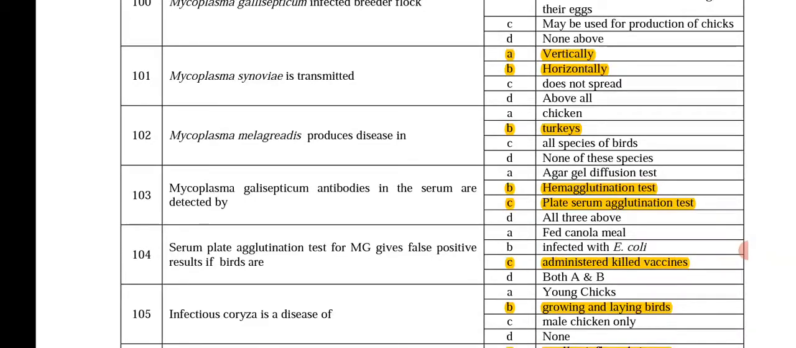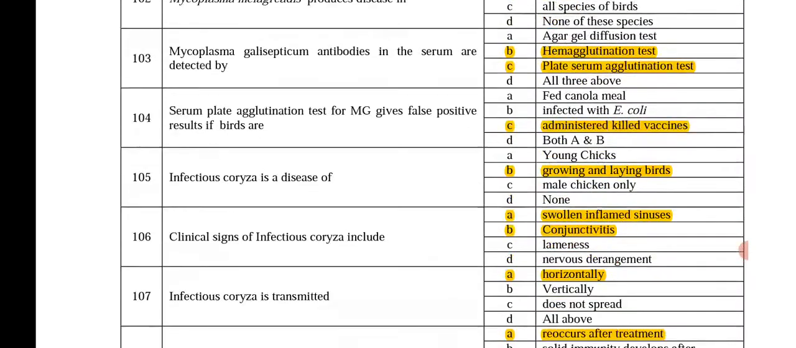Mycoplasma gallisepticum antibodies in the serum are detected by the hemagglutination inhibition test and serum plate agglutination test, HI and SPA. The serum plate agglutination test for Mycoplasma gallisepticum gives false positive results if birds are administered killed vaccines.